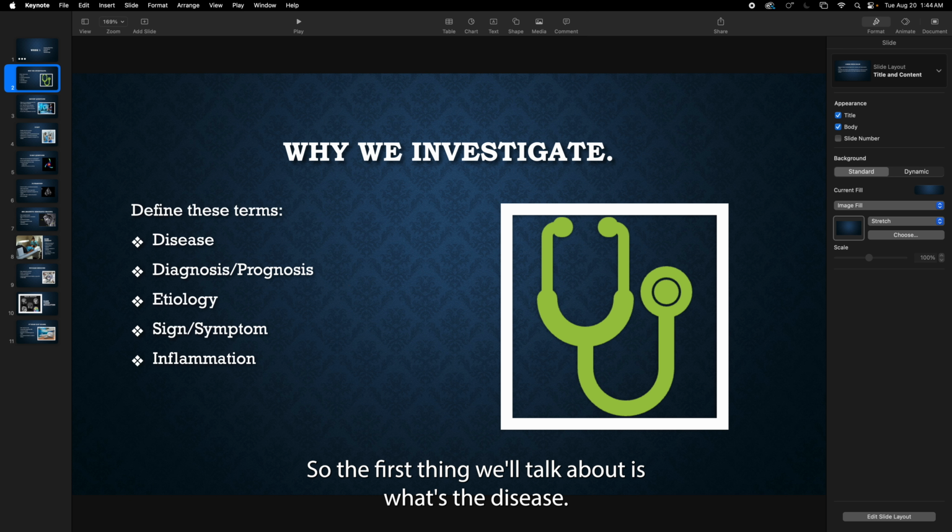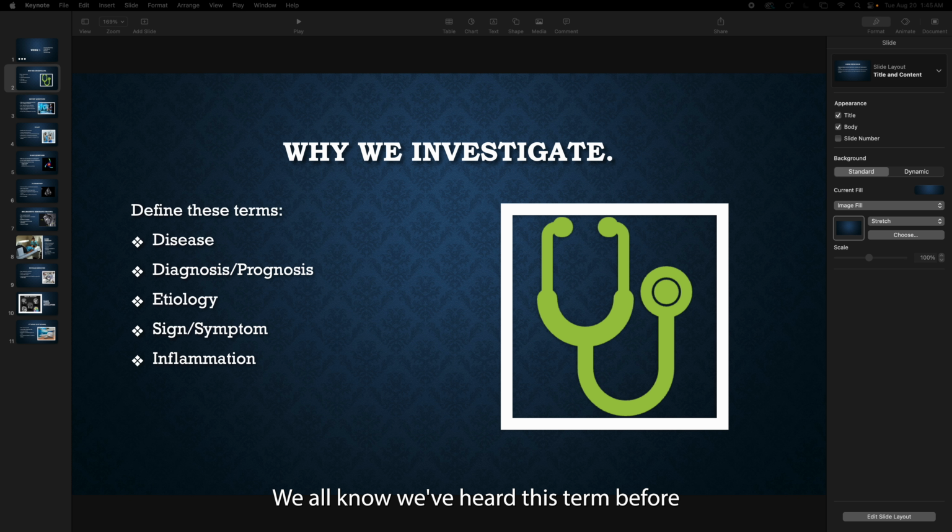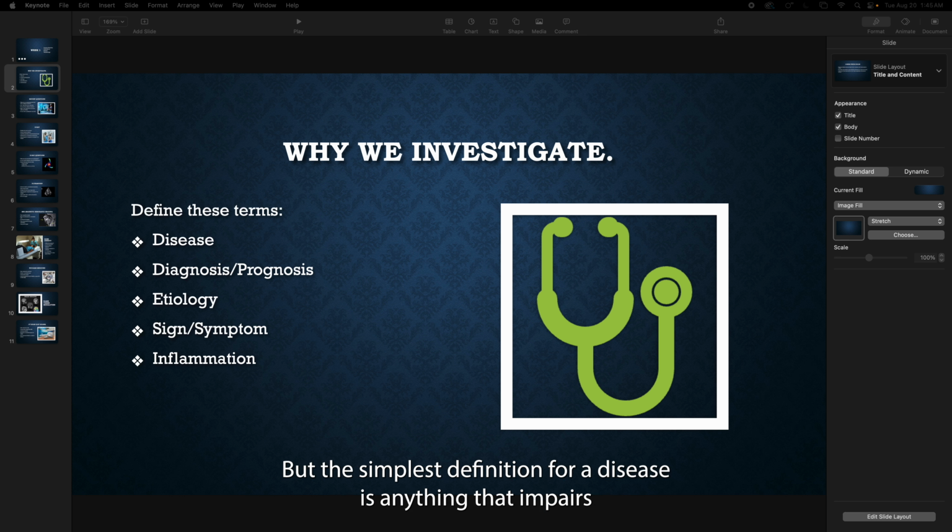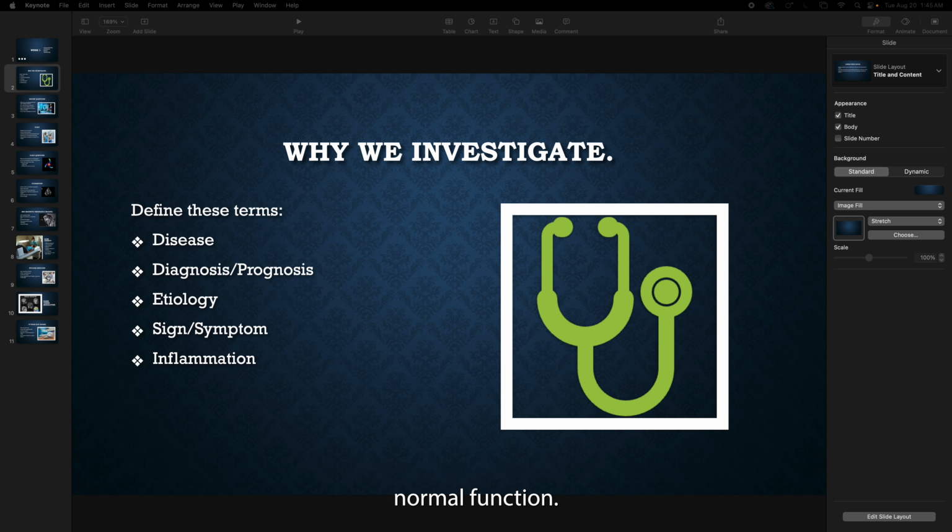So the first thing we'll talk about is, what's a disease? We all know, we've heard this term before, about disease and the different types of diseases. But how would you define a disease? Well, in short, and you can write this down, this is my suggestion to you: a disease is anything that impairs normal function, or an abnormal condition. This could be an infection, it could be a genetic disorder, lifestyle factors can impact this, that kind of stuff. But the simplest definition for a disease is anything that impairs normal function.